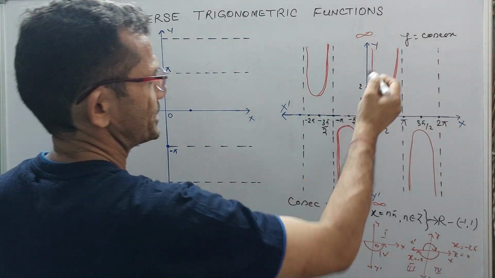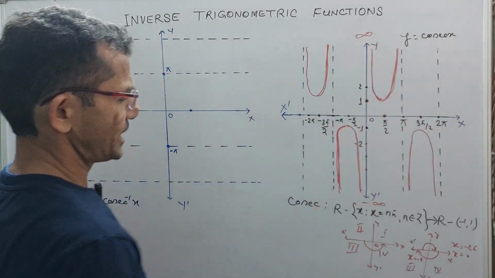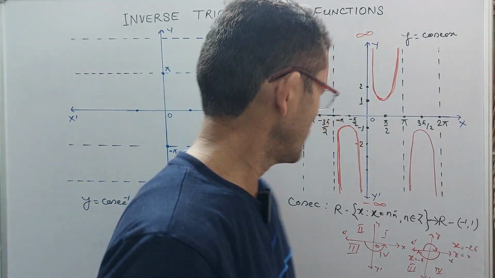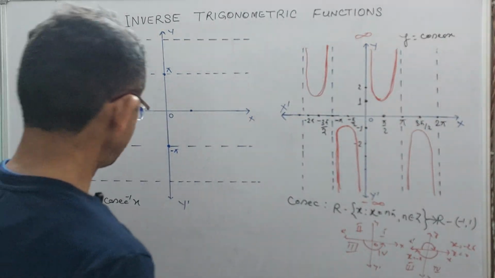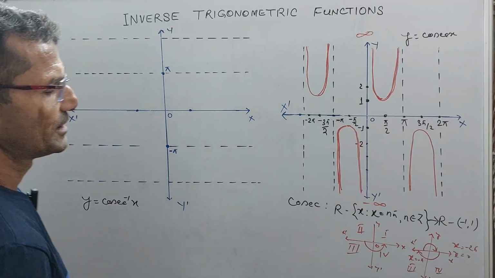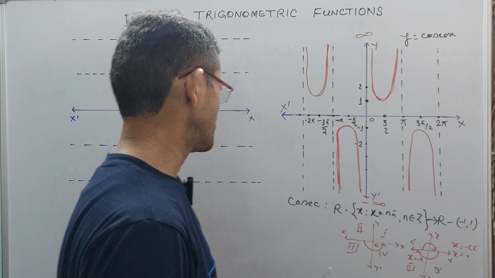And this graph is already y is equal to cosec x. Correspondingly, if I interchange the x axis and y axis, we get the graph for the cosec inverse x. So here we have to restrict our graph between the intervals where cosec x is one-one and onto function.